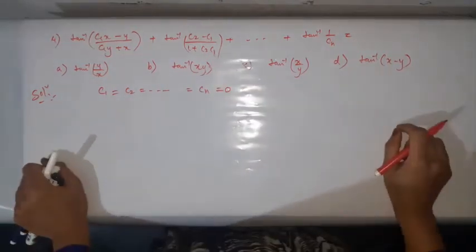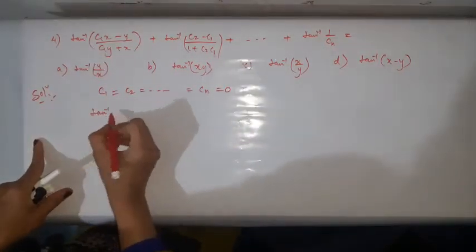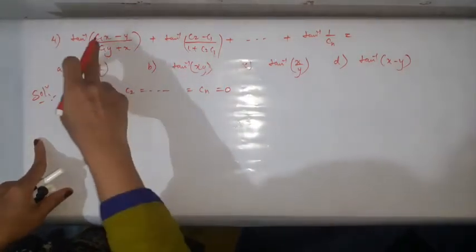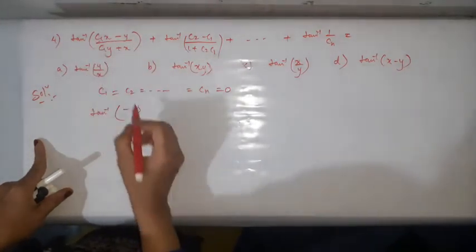If I make all of them 0, what will happen? What will happen to this? It is nothing but tan inverse of, if c1 is 0, you will have minus y. If again c1 is 0 in the denominator, you have x in the denominator.